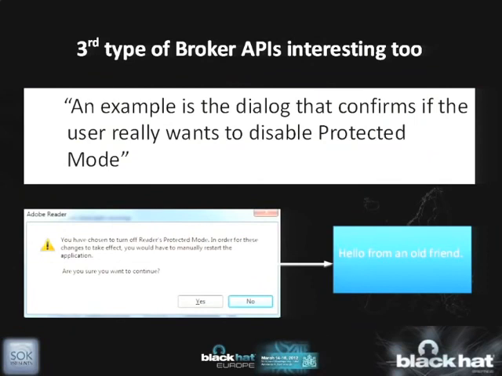The third type of broker API is interesting too, with that dialog that pops up. Actually, we started from here because we found it interesting that if we could pop up that dialog without user interaction, then we get one step closer to evading the sandbox. Granted, the user might click yes, but that's not really the point here. The point is that if we can do that, it means we can communicate with the broker and do basically what we want. So we will use this example later as a practical application.